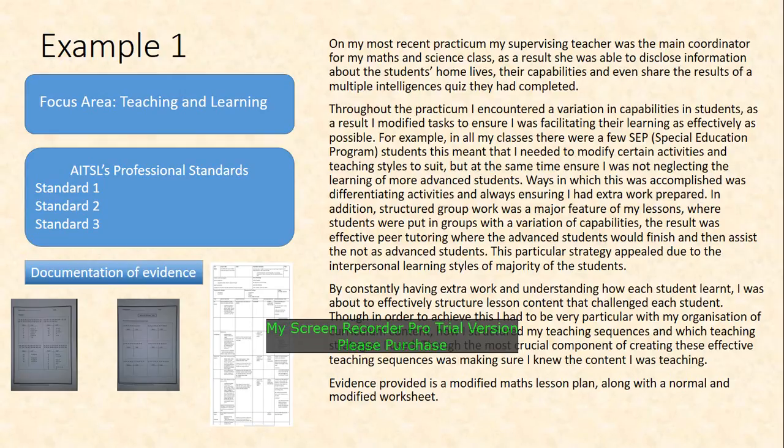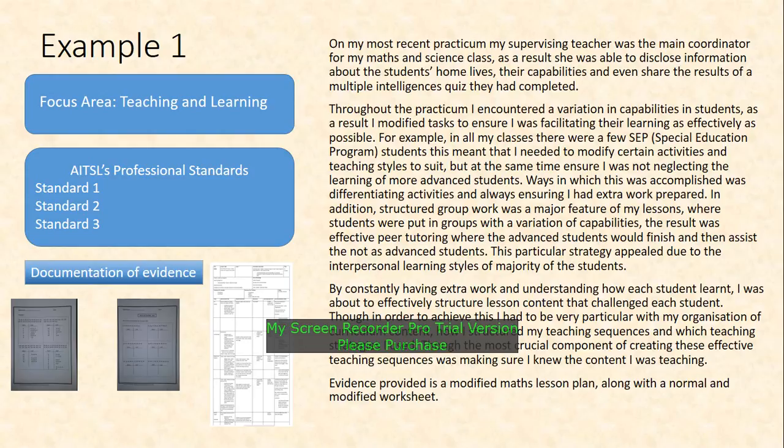So throughout my practicum, I encountered variation of capabilities in these students. As a result, I had to modify tasks to ensure I was facilitating their learning as effectively as possible. So by having that background information before I started, it meant I knew how the students learnt. So from that, I could understand, say, this student struggles with this, they learn better this way, they improve more with the usage of ICT, certain teaching strategies.